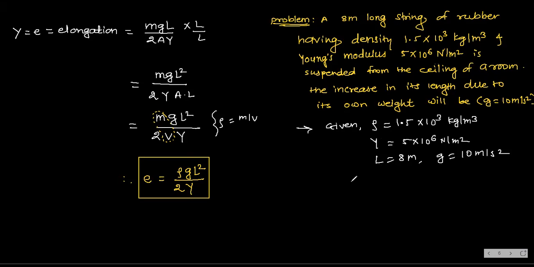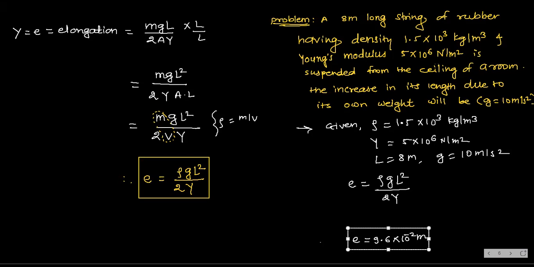Whatever you want. And therefore elongation e is equal to rho g L square divided by 2Y. Just substitute the values and get the answer. Answer is 9.6 into 10 to the power minus 2 meter. Answer is how much? 9.6 into 10 to the power minus 2 meter. Check it. Okay, you can check yourself and solve it.